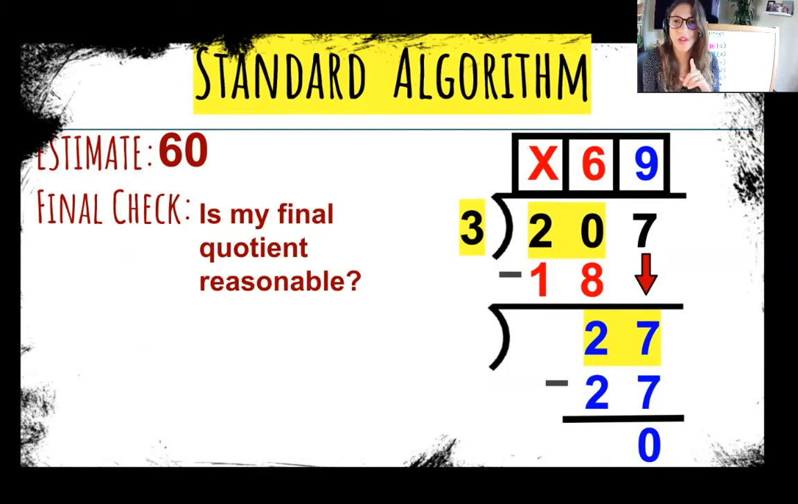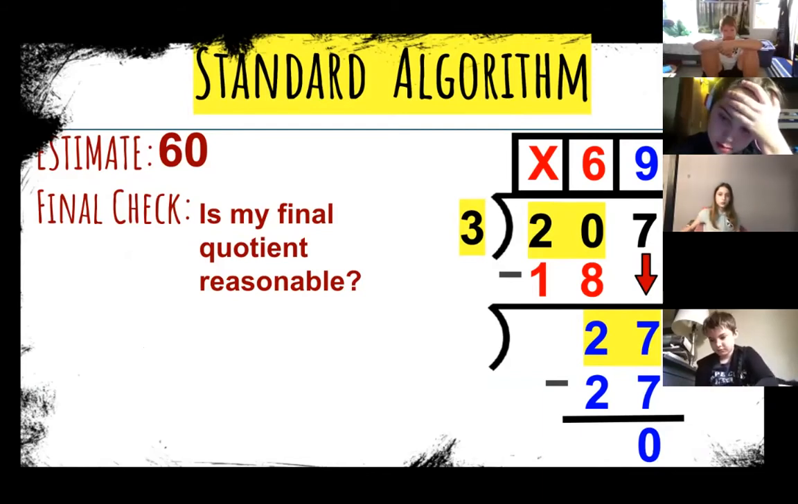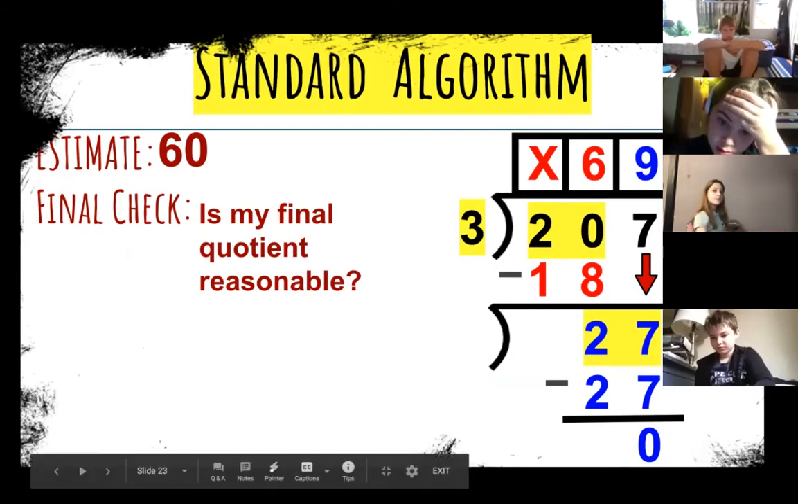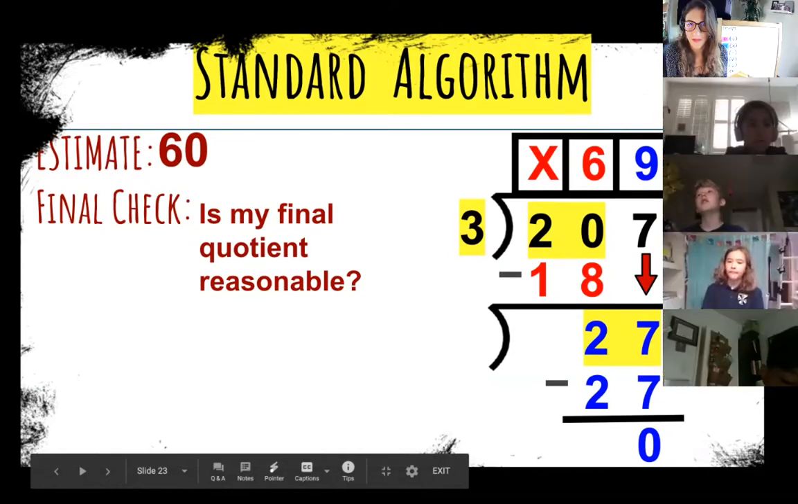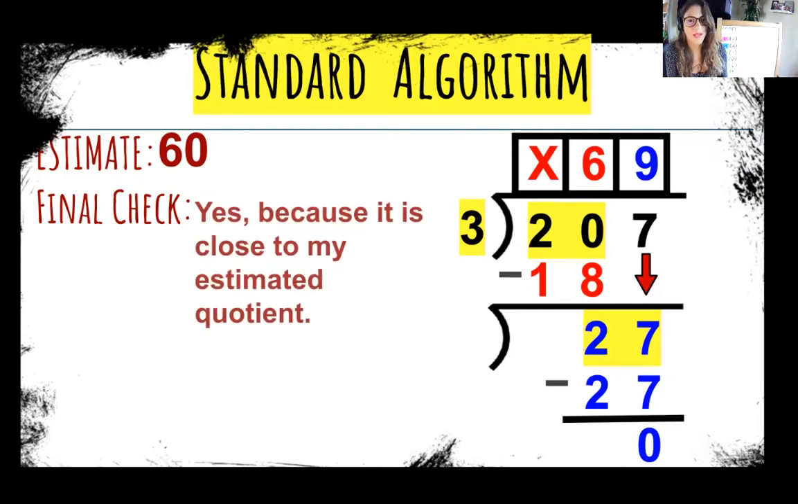Yes. Why? I'm going to look out in the crowd. I'm going to call on some. Actually, I've got my cards right here. Matthias, why is my quotient reasonable? It's reasonable because it's only 9 away from 60. It's 9 away from what? Be specific. 60, your estimate. Beautiful. It's only 9 away from my estimate. So since it's close to my estimate, I could determine it is reasonable. It makes sense. That's what that word reasonable means. All right. So because it's close to my estimated quotient, my final quotient is reasonable, but I'm still not satisfied.